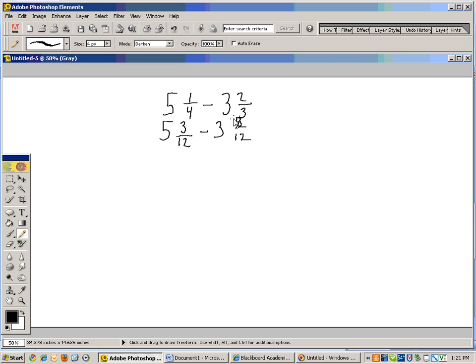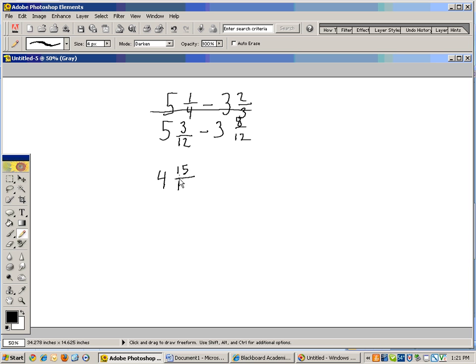Now, if you try to take 8 away from 3, you would end up with a negative number, and we're not doing that here. So what we need to do is this. We need to borrow 12 12ths from this 5. Now, that would knock that down to 4, and we'll get another 12 12ths over here, because 12 12ths is 1, and that will crank that 3 up to a 15, because 12 plus 3 is 15.